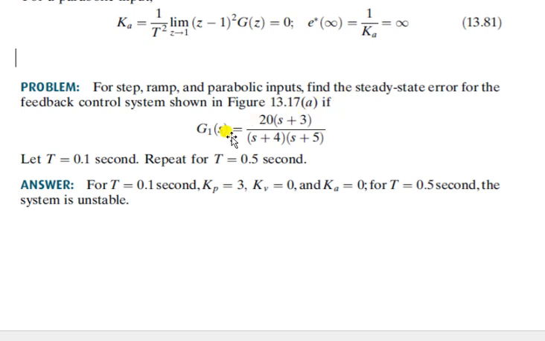Now you can try this problem by yourself, where, just to confuse, this capital T is given. Capital T is 0.1 and 0.5, so you can use these values, and obviously you will get these answers for Kp, Kv and Ka.